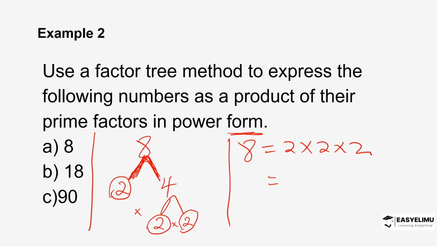So how about the power form? As we did in the previous case, you simply identify the prime factors in the product, and in this case it's only 2, and then you check how many times that 2 is appearing in the product, and that becomes the power. So 8 expressed as a product of its prime factors in power form should be 2 power 3. It's 2 power 3 because there is no other prime factor in the product. We can only see 2 on the product here. So 2 only is appearing. So we'll only use 2 power 3 to mean 2 is appearing 3 times. And that's why the power here is 3.